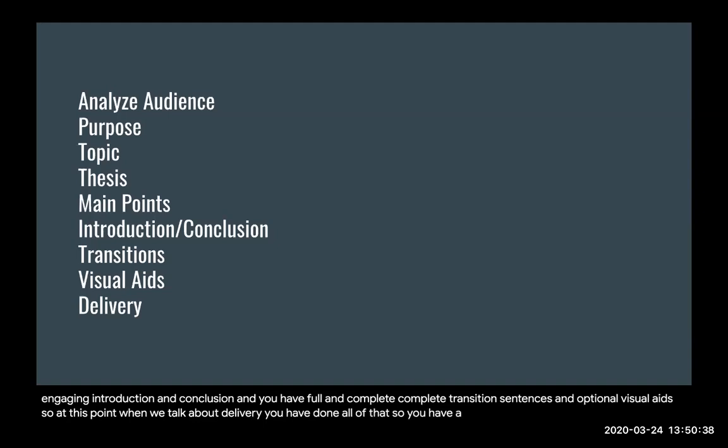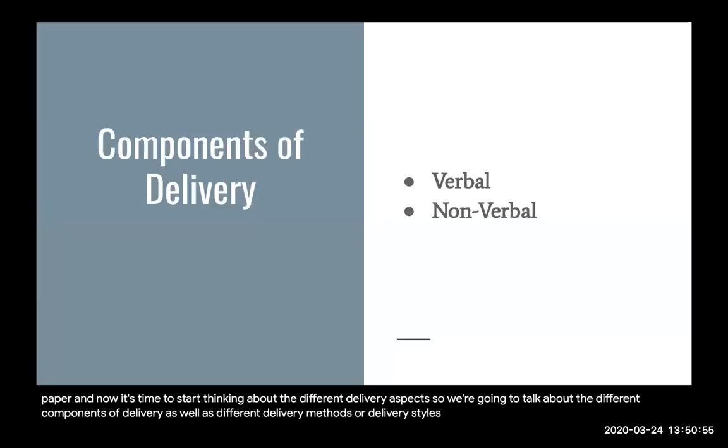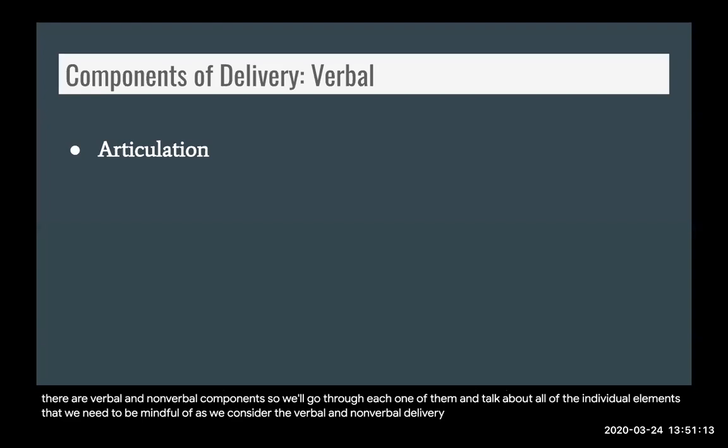So you have essentially written your speech in full on paper, and now it's time to start thinking about the different delivery aspects. So we're going to talk about the different components of delivery, as well as different delivery methods or delivery styles. So beginning with the components of delivery, there are verbal and nonverbal components. So we'll go through each one of them and talk about all of the individual elements that we need to be mindful of as we consider the verbal and nonverbal delivery components.